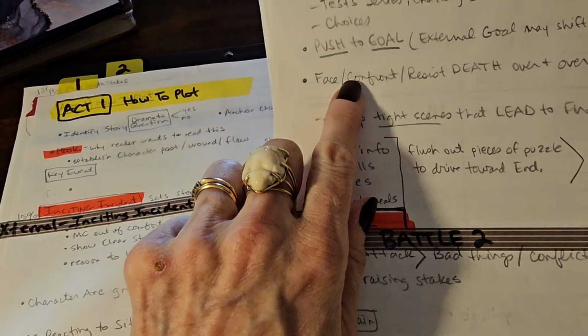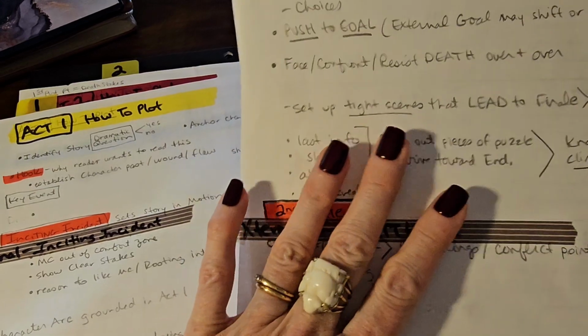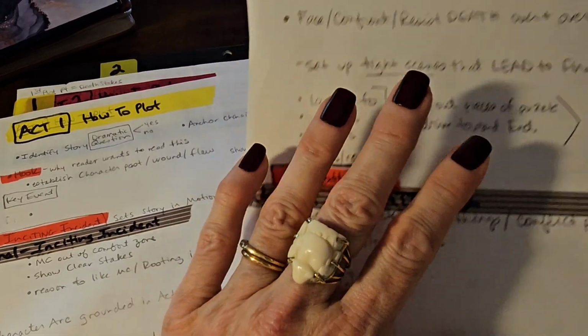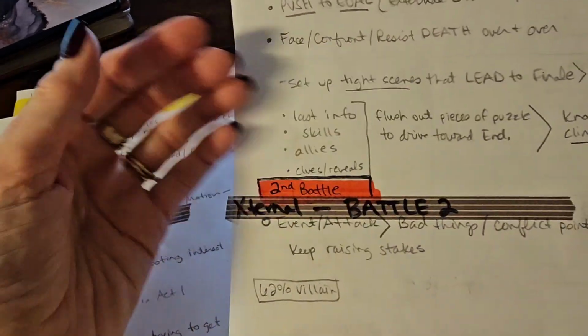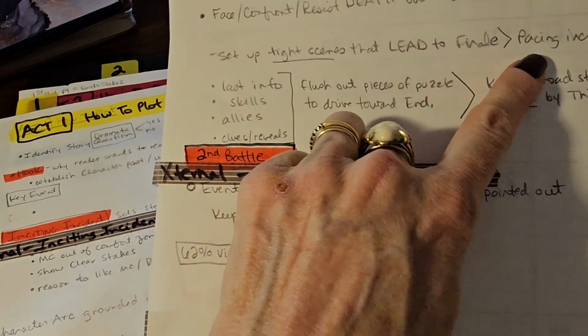This is where they're facing confrontations. They're resisting death over and over. So this is where you're really ramping up the conflict, you're ramping up the character challenges, and you're starting to ramp up the story. That's what keeps readers turning pages. So you're going to set up tight scenes that lead right to the finale.